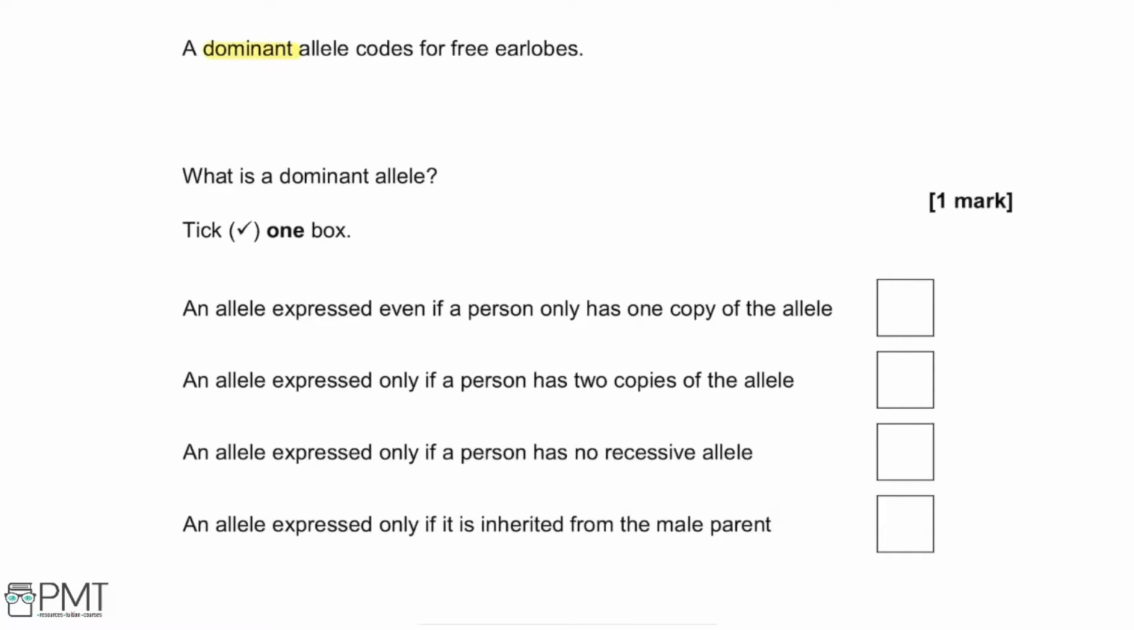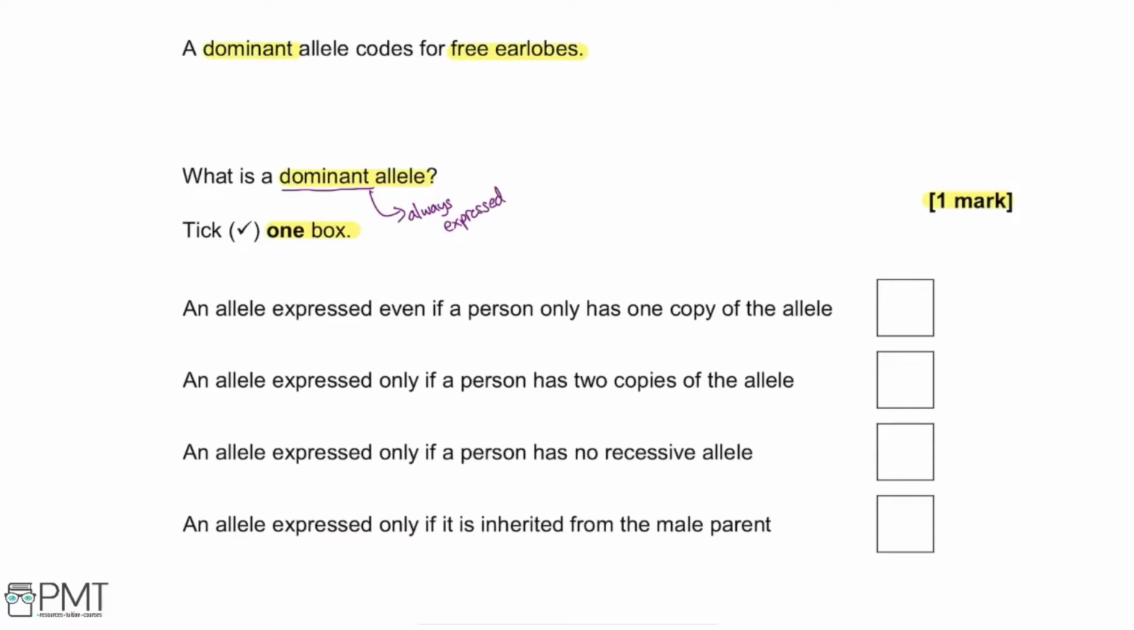A dominant allele codes for free earlobes. What is a dominant allele? Tick 1 box, and this question is worth 1 mark. So the rule with a dominant allele is that it is always expressed even if there is only one of them. So what you've got to do is look for the one of the statements that aligns with this.